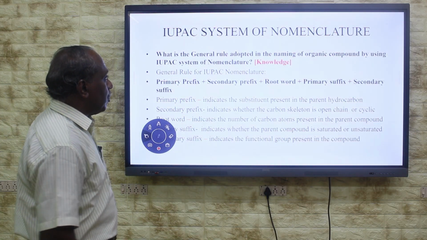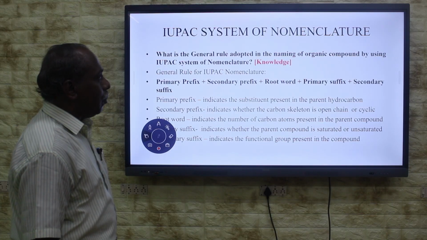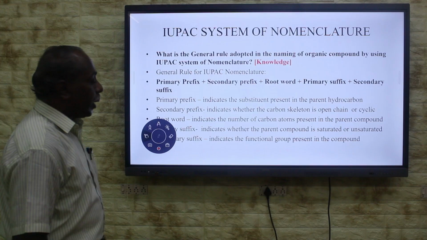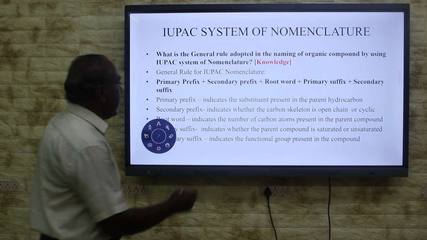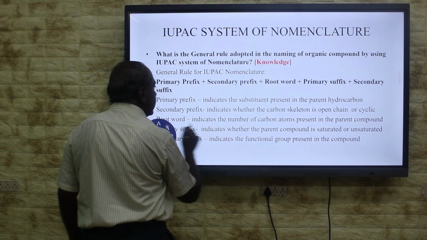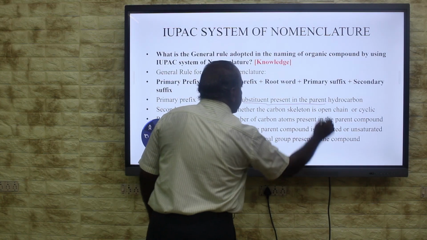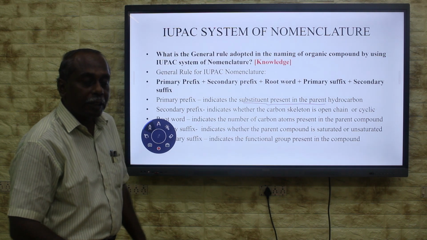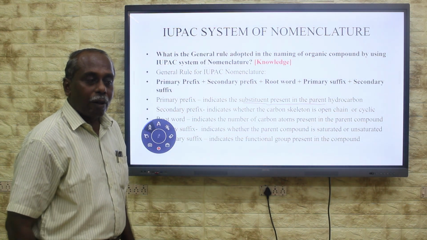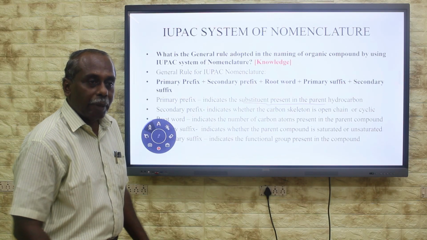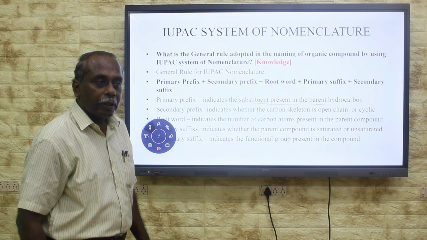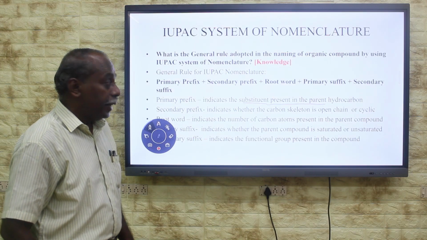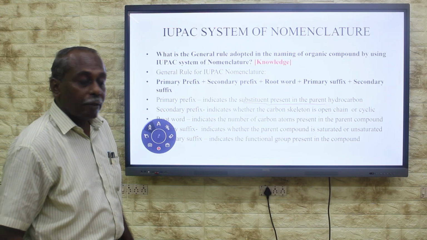The general rule adopted in the naming of organic compounds by using the IUPAC system of nomenclature. Here, the primary prefix indicates the substituent present in the parent hydrocarbon. What are the substituents present in the parent compound? The substituent may be an alkyl group, or it may be a halide, or it may be an amine, or it may be a cyanide. These are substituents, those things present in the compound to be indicated in the primary prefix.